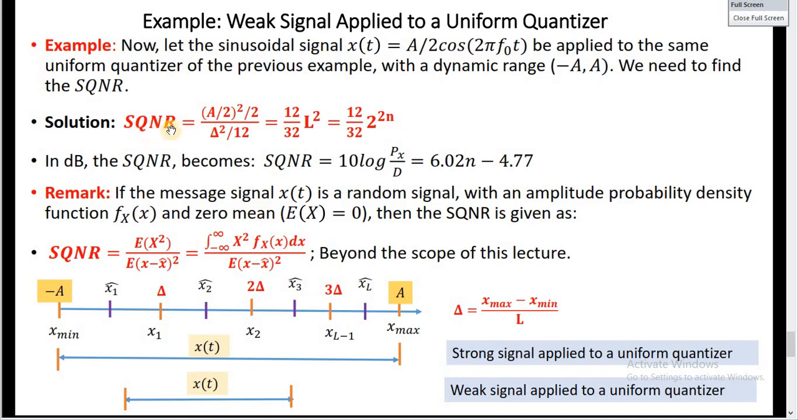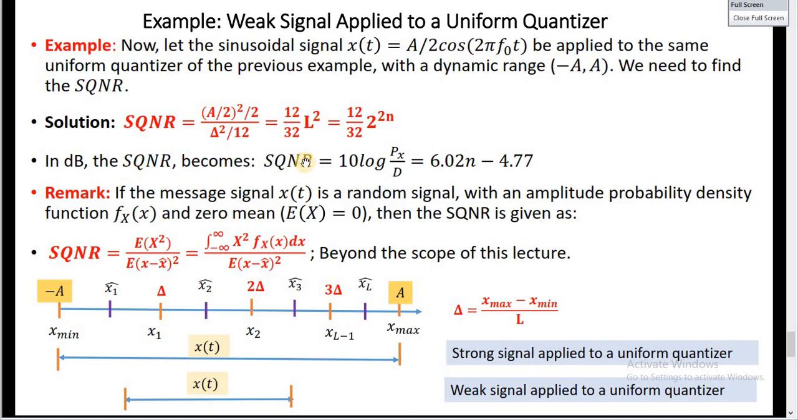We can calculate the signal to quantization noise ratio as the average power in the signal, which is the amplitude A over 2 squared, divided by 2, divided by the average quantization noise, which is delta squared over 12. As we have said before, the quantization noise is independent of the message. It depends only on the hardware of the quantizer. So this is the result.